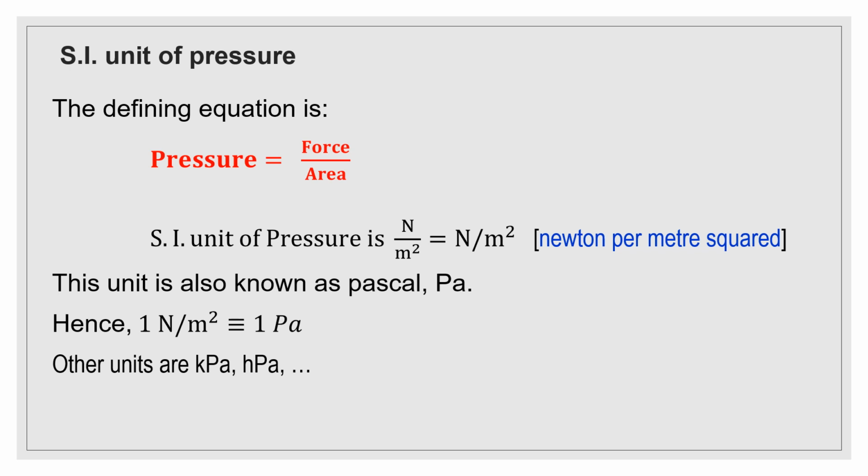So pressure is equal to force divided by area. Force is taken in newtons, area is taken in meter squared, so the unit is Newton per meter squared or Pascal. Now we will consider a worked example.